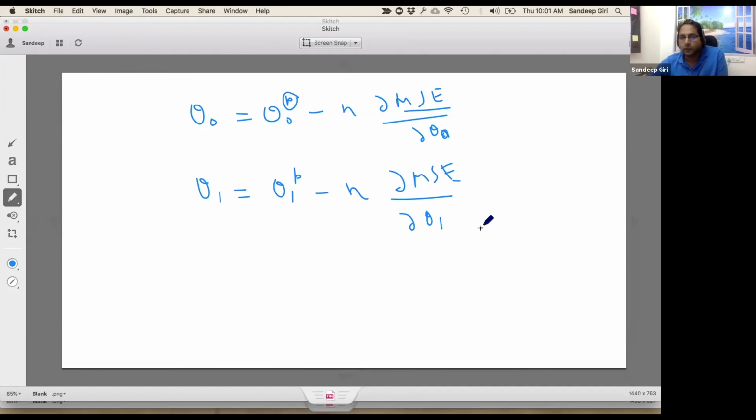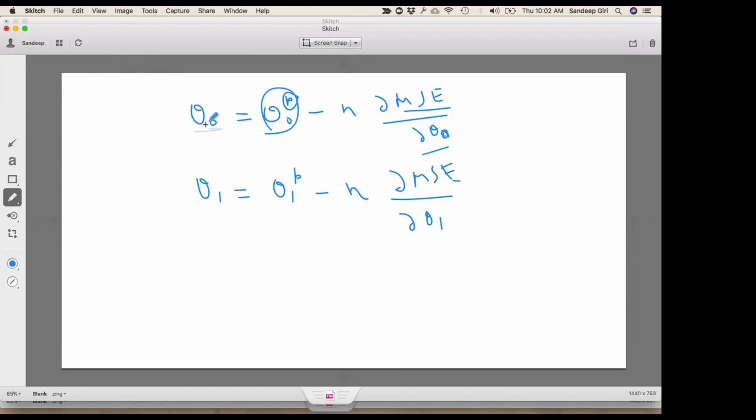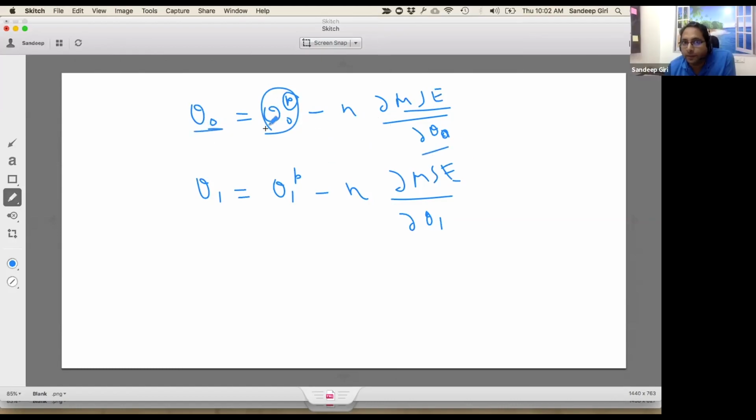Okay, now this is clear, right? What we did was we assumed the initial theta naught and computed the rate of change of error with respect to theta naught. Now we are saying that theta naught's new value is previous minus the rate of change of error with respect to this. Why are we doing minus? Because if this rate of error was increasing, we'll have to decrease theta.